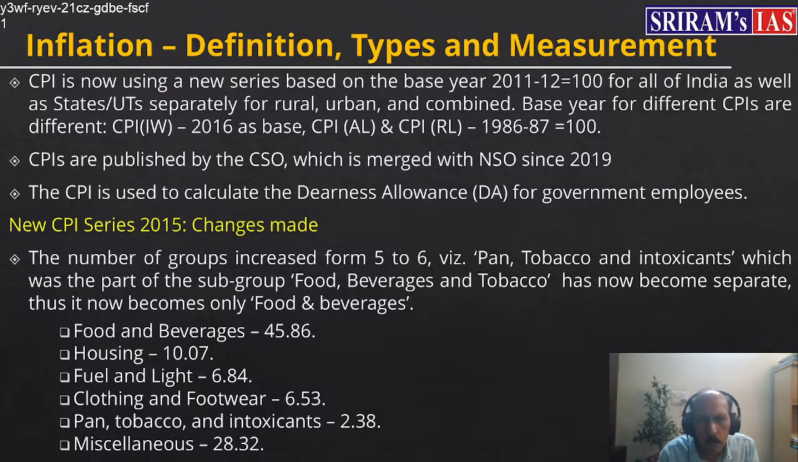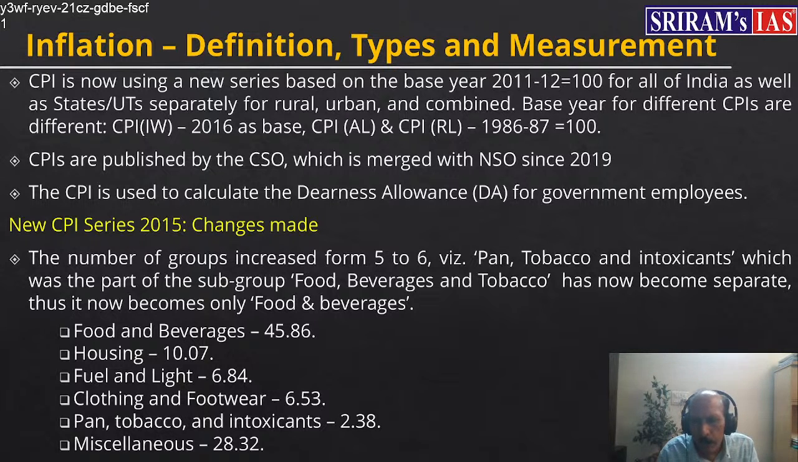In the 2015 series, we have made certain minor changes in the classification of goods to be included in the basket for computation of CPI. All these are classified under these heads, and each category of goods is assigned a weight. The weight given to a particular group of commodities indicates its importance in the CPI. For example, food and beverages are assigned a weight of 45.86%. It means slightly less than half of the weight is given to food and beverages. Food items are given the highest weight.